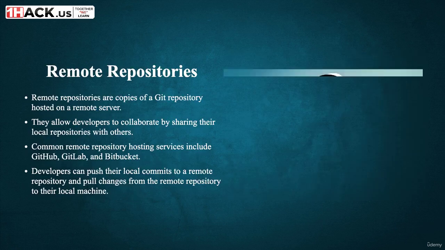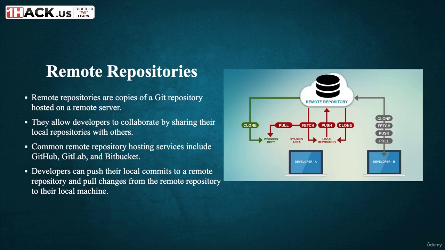The next key concept in Git is remote repositories. Remote repositories are copies of a Git repository hosted on a remote server. They allow developers to collaborate by sharing their local repositories with others. Common remote repository hosting services include GitHub, GitLab, and Bitbucket. Developers can push their local commits to a remote repository and pull changes from the remote repository to their local machine. This enables distributed development, where team members can work on the same project from different locations while maintaining a centralized repository for coordination and collaboration.